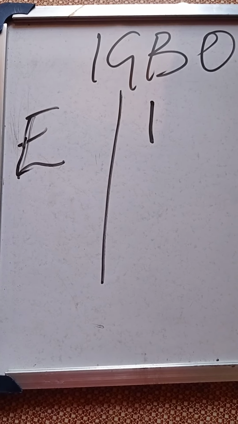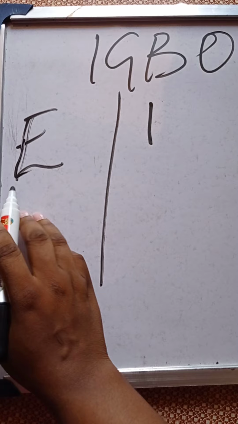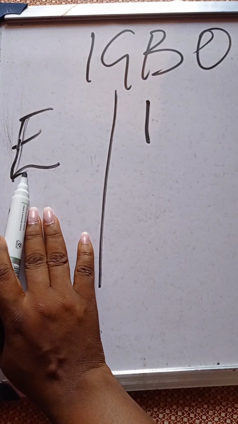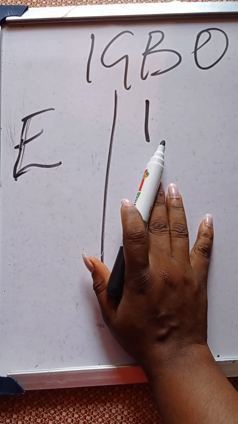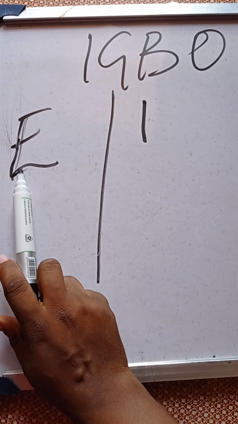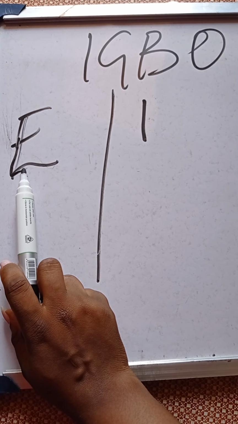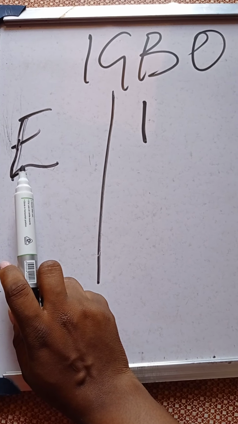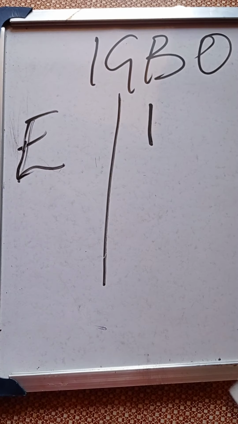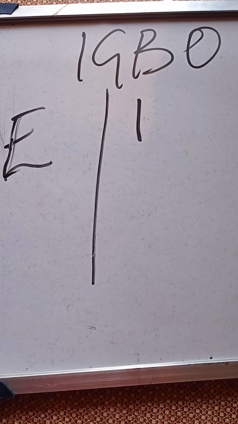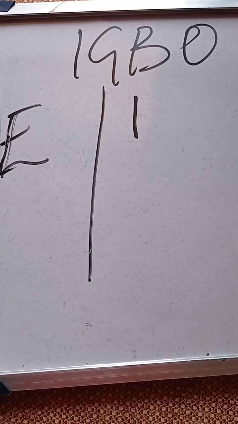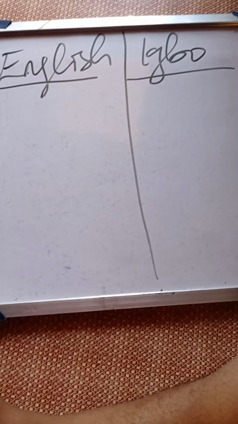Because of that, this is E in English. In Igbo, this is E. In Igbo, this is A. So let's go back and try to show the difference between the alphabets again.